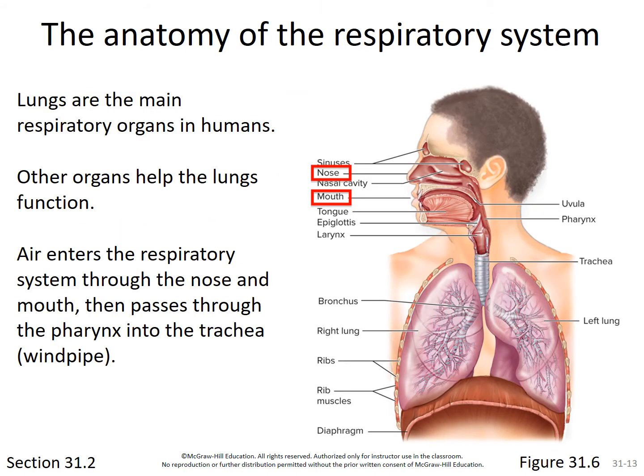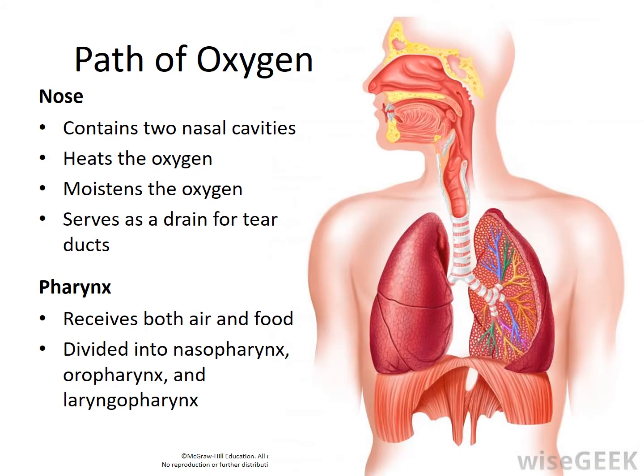Okay, as far as our respiratory system goes, lungs are the main respiratory organs for humans, and there are other organs that help the lungs function. And so a lot of our respiratory system actually involves tubes and mechanisms for getting air from outside to the lungs. Our first point of entry, as you can see in these red rectangles, is that air enters the respiratory system through the nose and the mouth and then passes through the pharynx into the trachea or the windpipe. First of all, the nose contains 2 nasal cavities, and I know you're thinking, thanks, Captain Obvious, for the information, but it is on the slide, so I'm going to go over it.